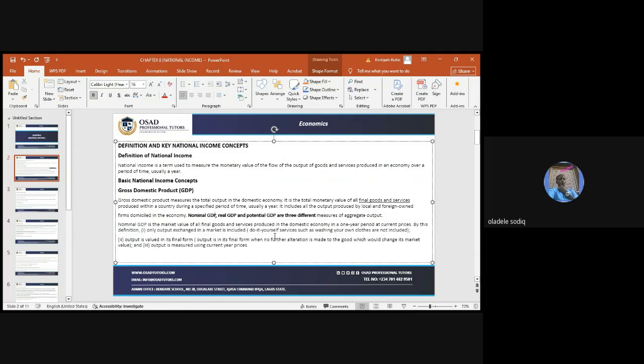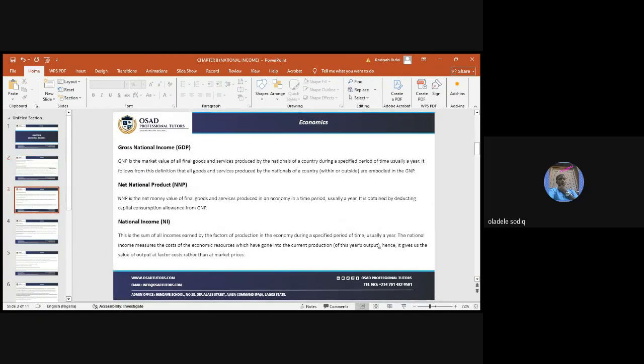That is nominal GDP. Then we also have another one again, which is output. Output is valued in its final form, where no further alteration is made to the goods which will change its market value. So this output value is what we classify as real GDP. Real GDP means the final value of the goods. That's what we classify as real GDP. While the other one is potential GDP. So output is measured using the current year price. So that is potential GDP.